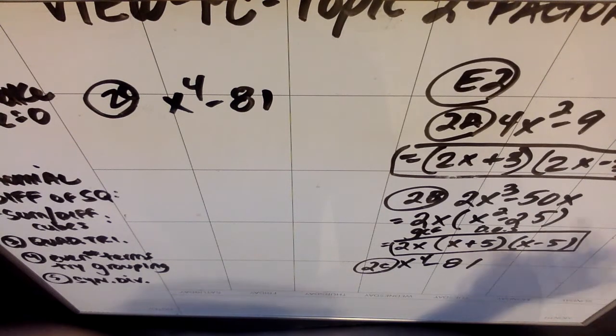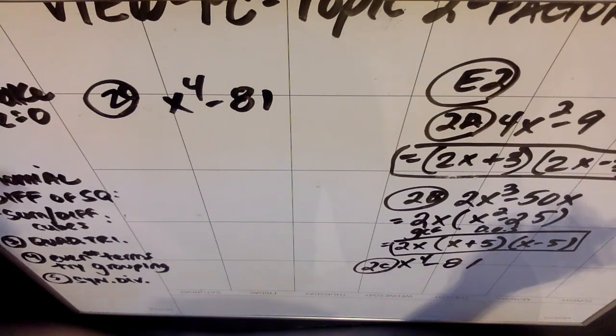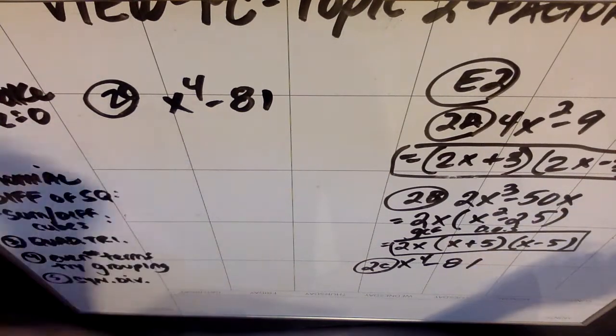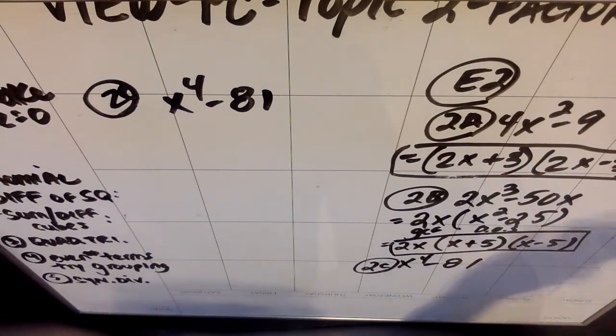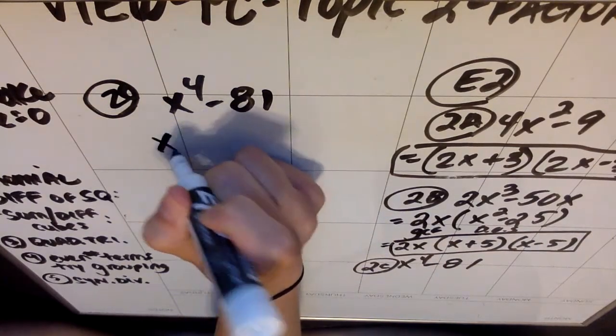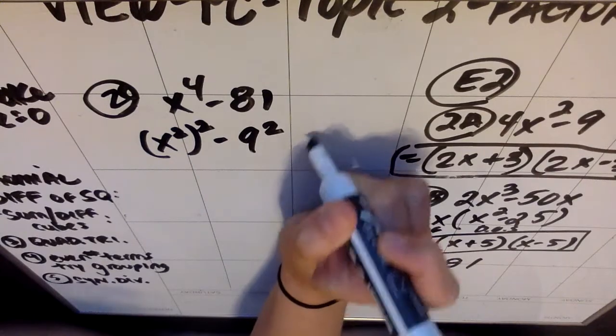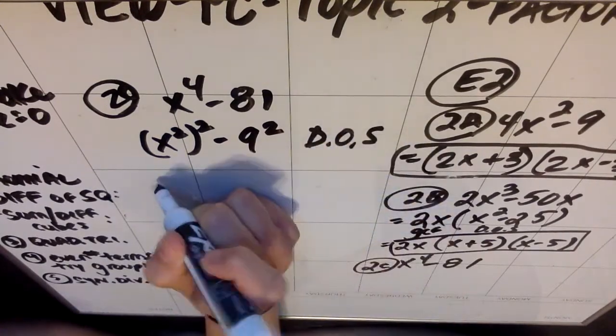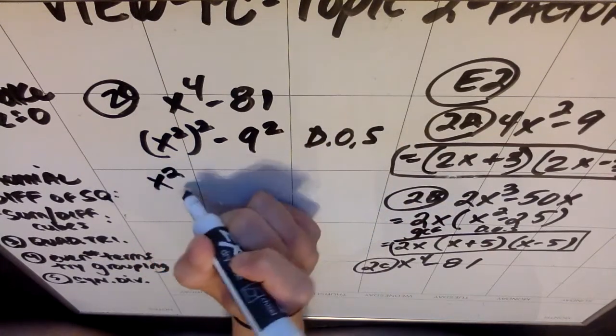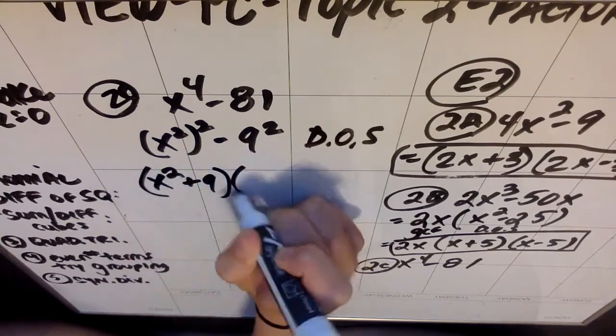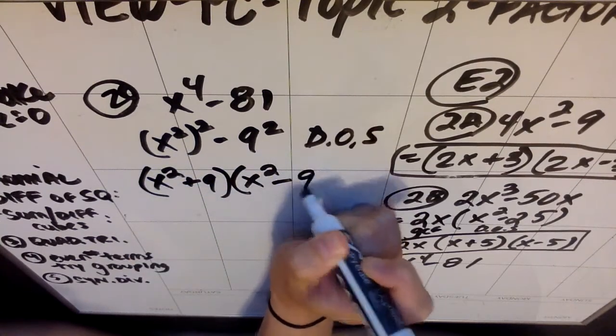But it doesn't immediately look, it's definitely not a cube, right? Because I see the x to the fourth is not a cube, and 81 is not a cube. It could be squares though, right? x squared squared minus 9 squared, well, that would be a difference of squares, right? And it would factor into a, which is x squared, plus b, which is 9, and then a, which is x squared, minus b, which is 9.